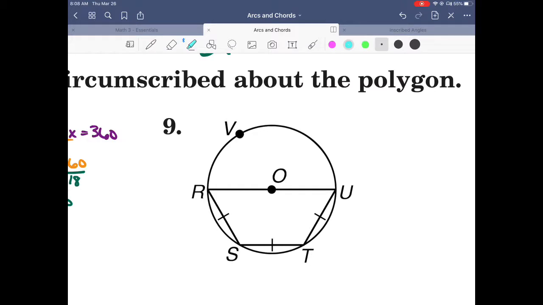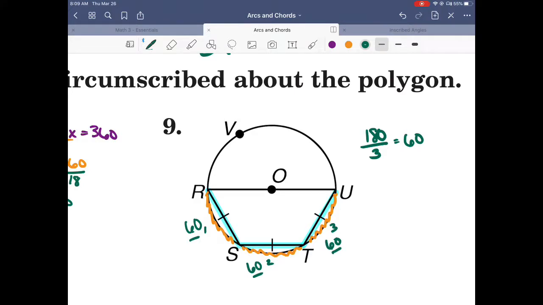All right, so I know that these three pieces are congruent, which tells me that these three pieces have to be the same measurement. Because they take up half the circle, they're going to total 180 degrees. So there's 1, 2, 3 sections, and they have to be evenly divided in 180 degrees. Tells me each one of them is 60. 60, 60, and 60 gives me the 180.